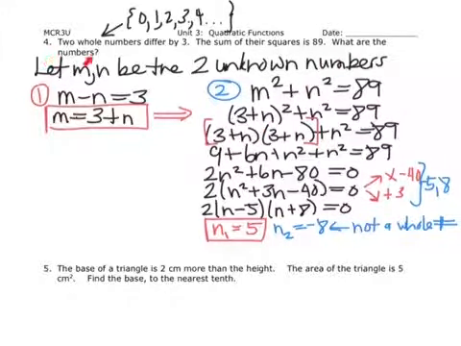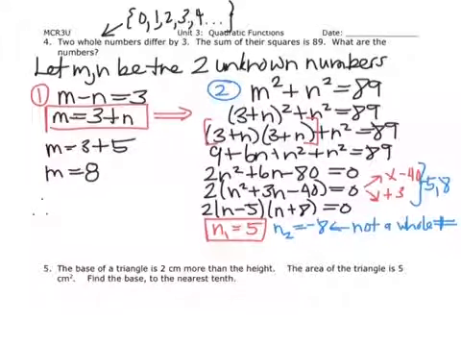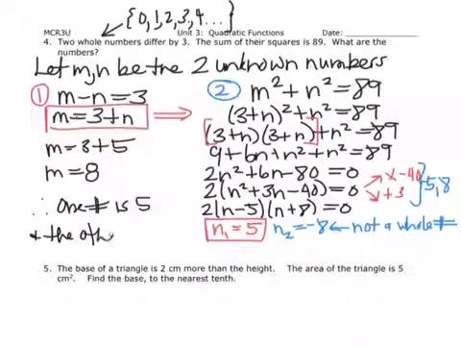Okay, so we know that n has to be 5, and the question was asking what are the two numbers. So we found our n. Let's find our other number by using this original linear equation. So we know our n is 5. What would our m have to be? So m would equal 3 plus, we know n is 5. So that means that m has to be 8. So therefore, our conclusion would be that one number is 5 and the other number is 8.